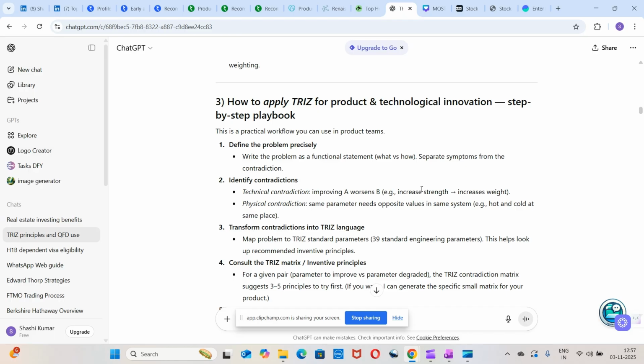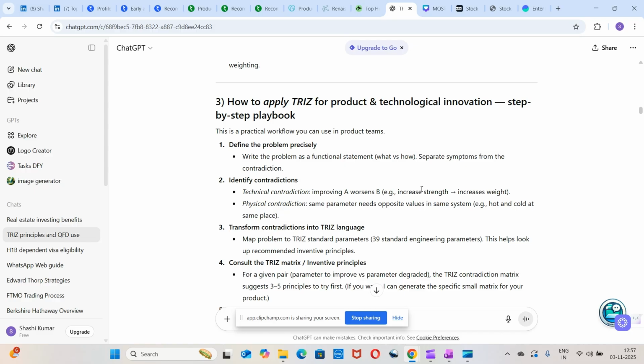So, how to apply TRIZ for product and technological innovation: a step by step playbook. First, we need to define the problem precisely. Write a functional statement, what versus how. Separate the symptoms from the contradiction. Then identify the contradictions. A technical contradiction is improving A versus B, so increasing strength increases weight. A physical contradiction is when some parameter needs opposite values in the same system, like hot and cold at the same place.